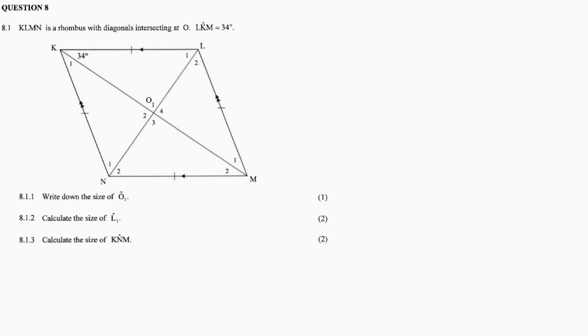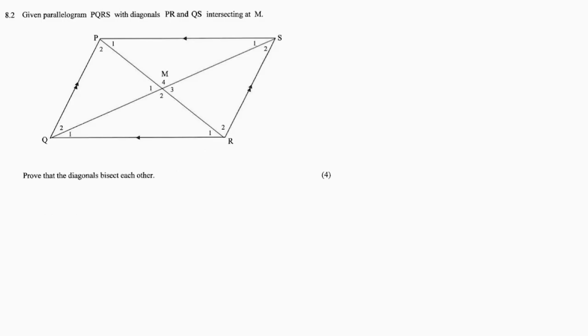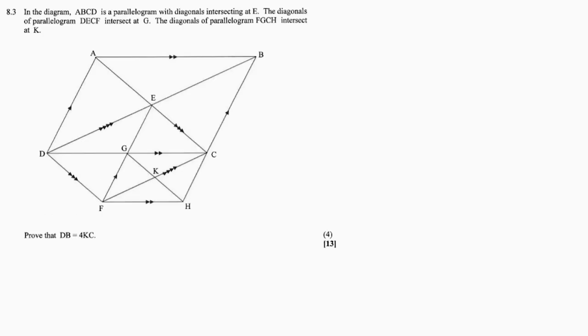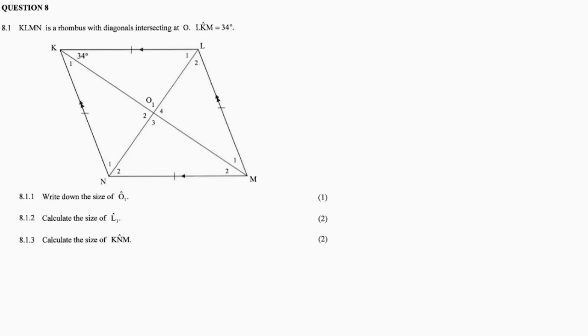Alright, now this is question 8 for November 2017 paper 2 mathematics. This question is a Euclidean geometry problem involving common shapes. Here we have a rhombus in 8.1, and this is a 3-part question: 8.1, 8.2 as well as 8.3. So here we will start with question 8.1.